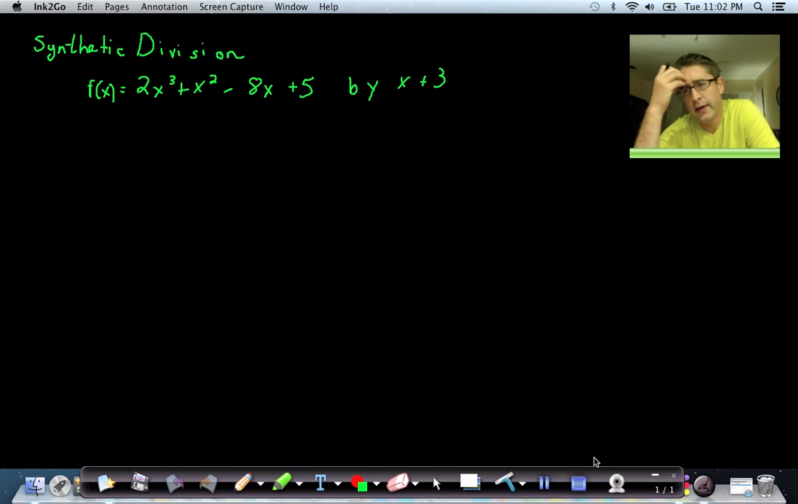All right, it's Mr. Fry again, and I'm just going a little bit ahead here and looking at synthetic division. So here we go. We have a polynomial that is a cubic. We have 2x cubed plus x squared minus 8x plus 5, and we're going to divide that thing by x plus 3, that good old binomial there.